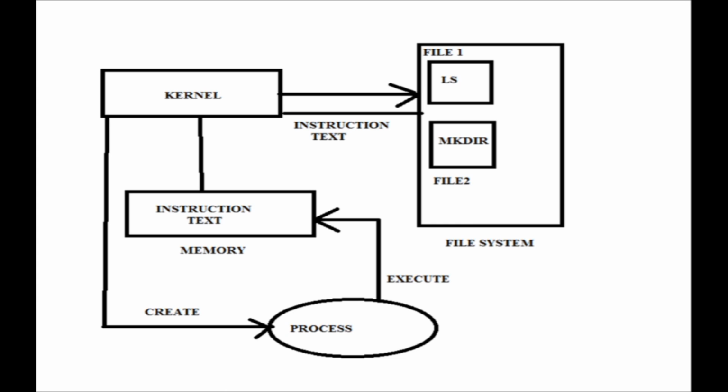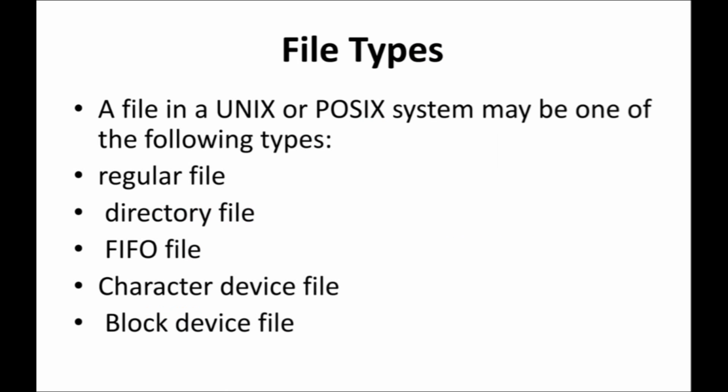Now I will discuss different types of Unix file types, right? So a file in a Unix or POSIX system may be one of the following types. For example, regular file, directory file, fifo file, device file. In a device file, character device file, block device file, right? Symbolic file. So these are the different types of files that are supported in Unix.